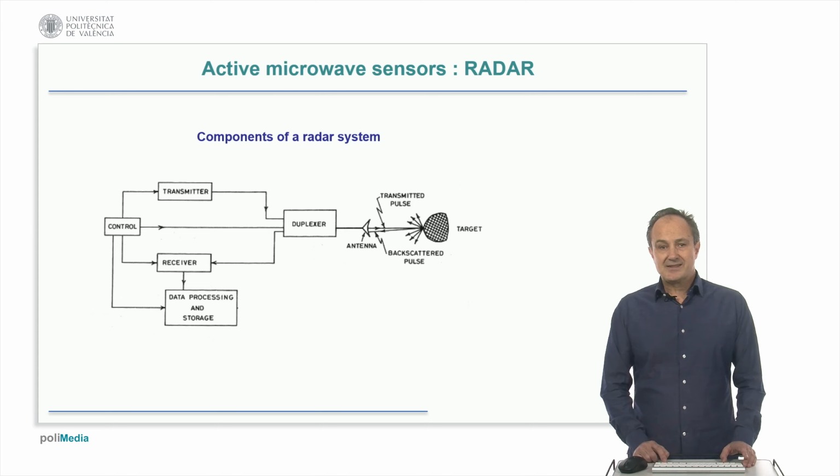A typical radar system is composed of a transmitter, a receiver, a duplexer to switch the signal direction between transmit and receive, a control unit, and an antenna, which is used for both transmitting and receiving. Because of their active condition, radar systems can work day and night.